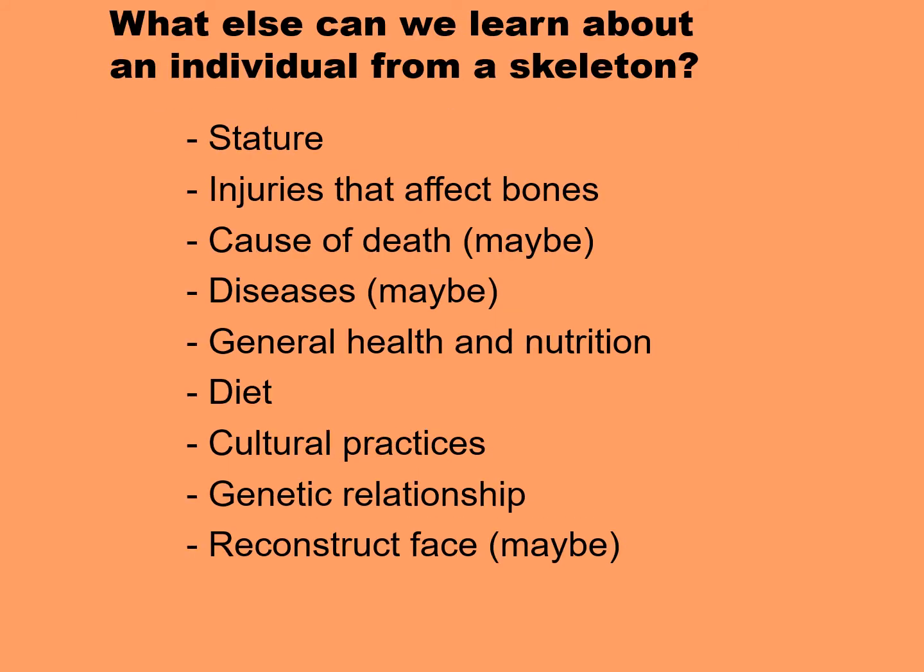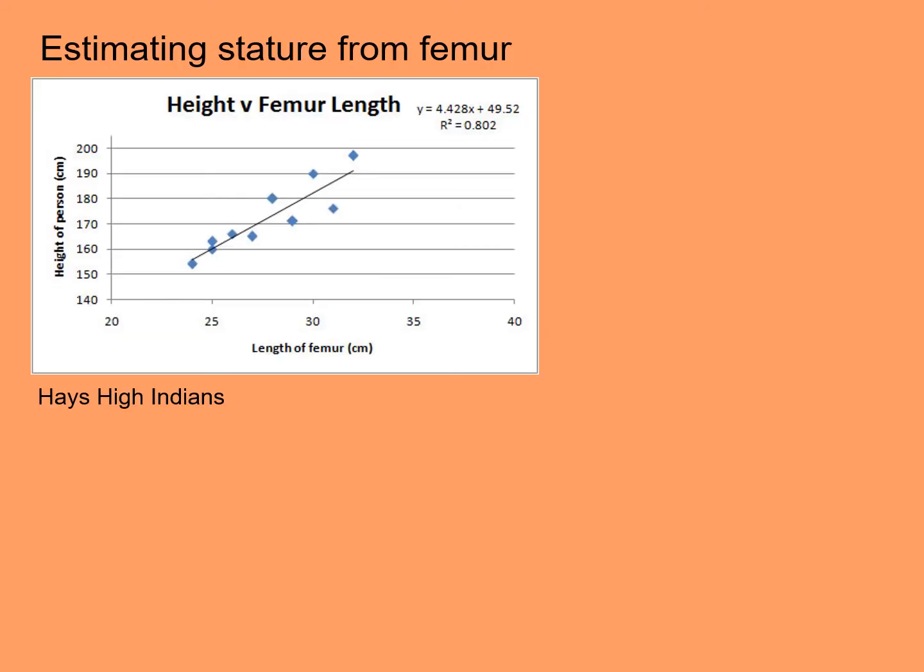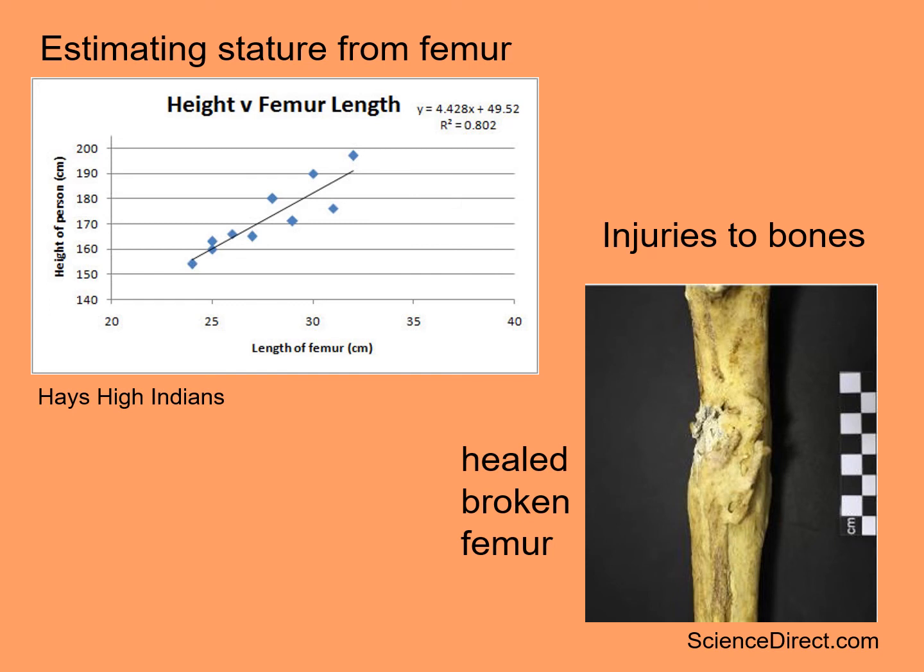What else can we learn about an individual from a skeleton? I have a long list here that I'll go through, starting with stature, or height. We often use the femur to estimate the stature of the person. We can also see injuries to bones, especially if they've healed. We can see that the person lived past that injury, or whether they did not live past that injury. Here's somebody who did live and their badly broken femur healed.